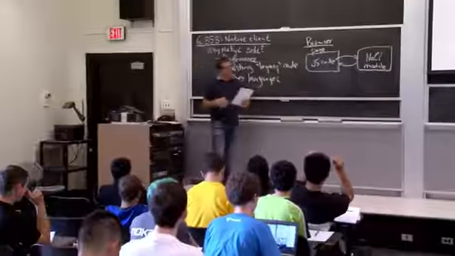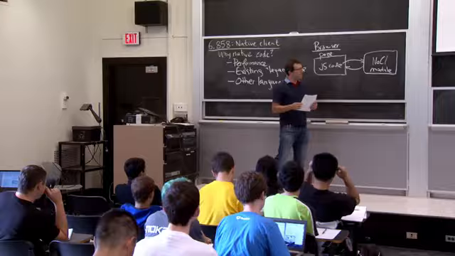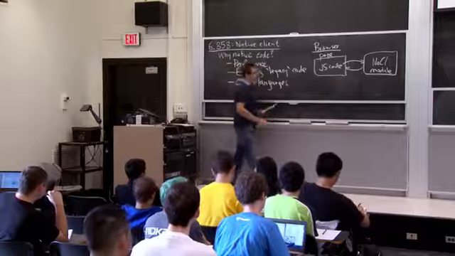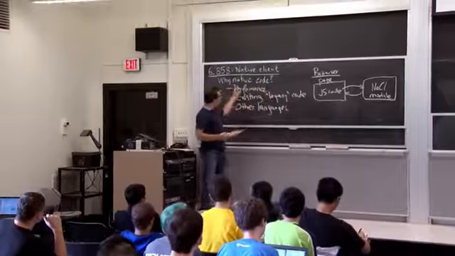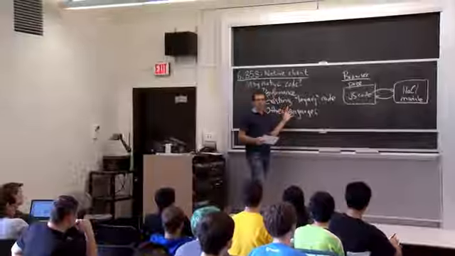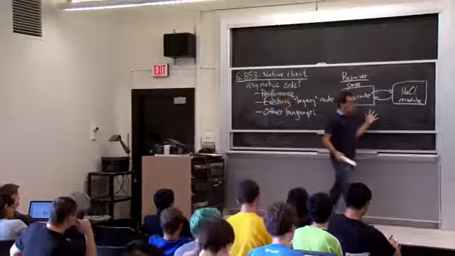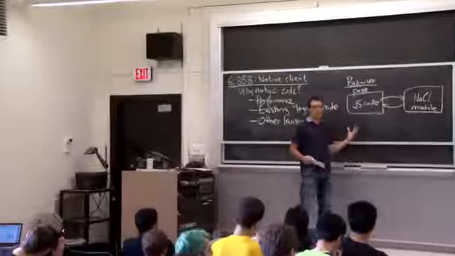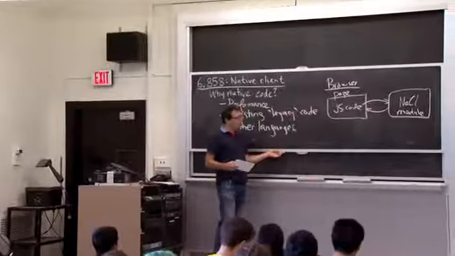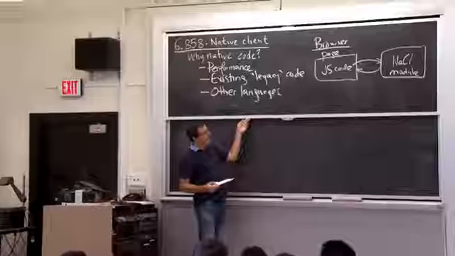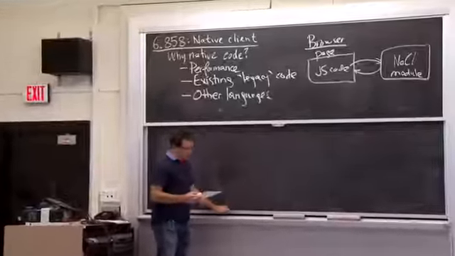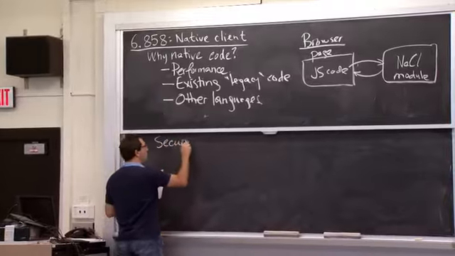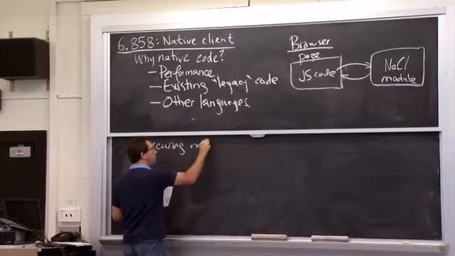If your goal is to sandbox native code, there are a number of alternatives you could choose. People had these problems before, of performance, existing legacy code, and other languages, before native client came around. And people solved them in different ways that maybe weren't as satisfying from a security standpoint or a usability standpoint as native client. But it is doable. So what could you do if you really want to run native code in a browser?